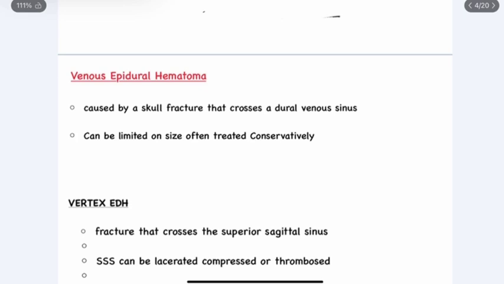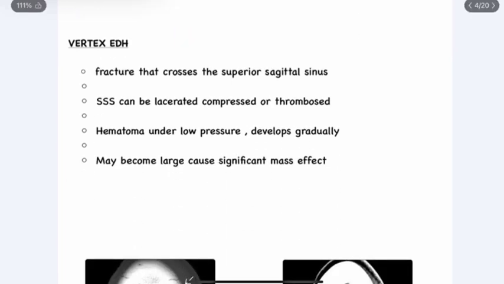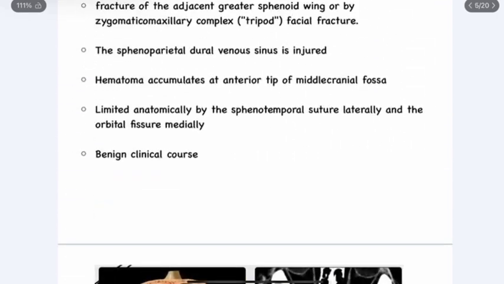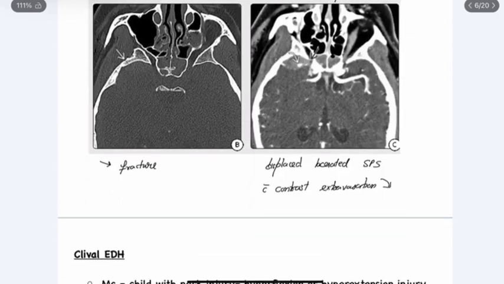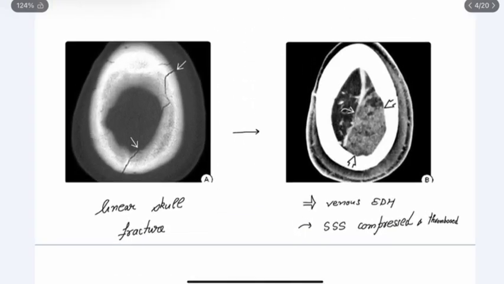Now we will study venous epidural hematomas. These are generally caused by skull fractures that cross the dural venous sinuses, and these can be limited in size and can be treated conservatively. There are basically three types: vertex EDH, anterior temporal EDH, and clival EDH. We will study each of them in detail. First of all, vertex EDH.